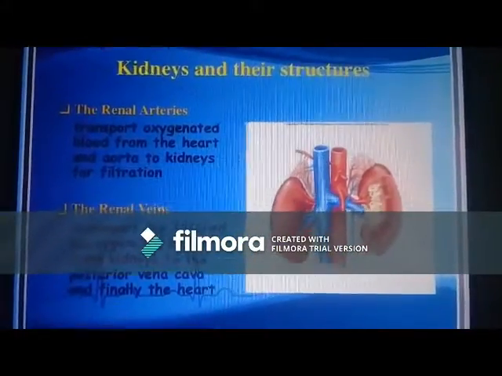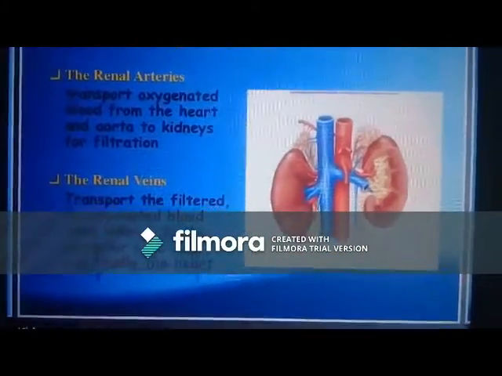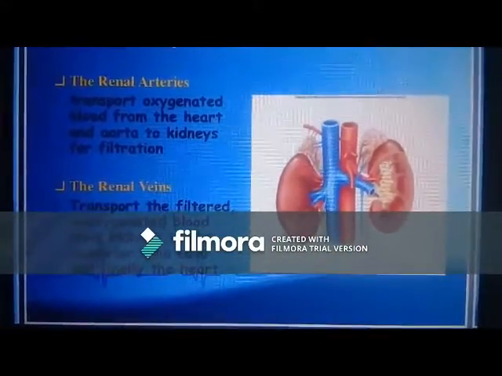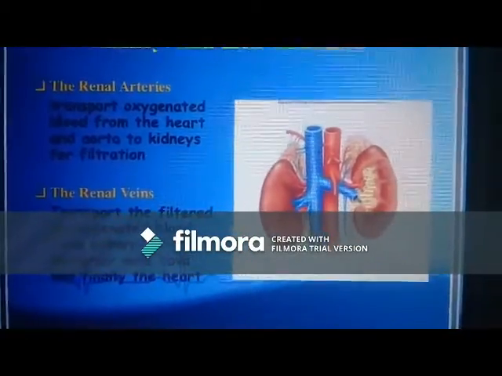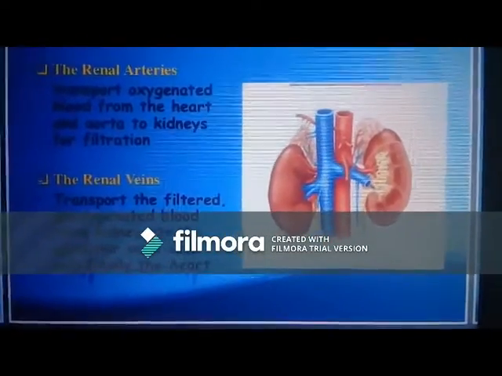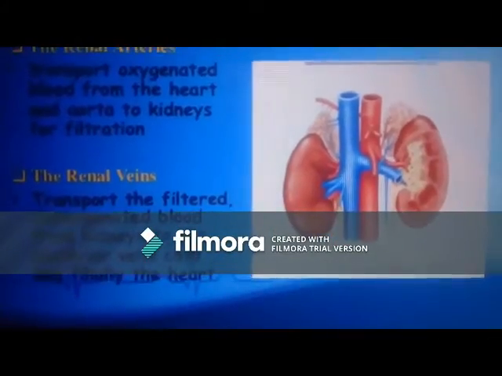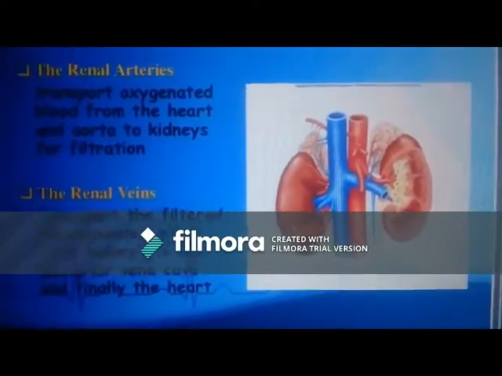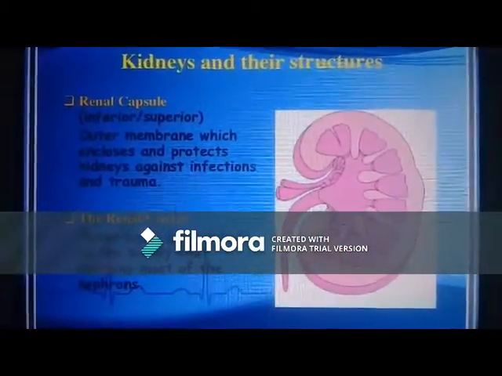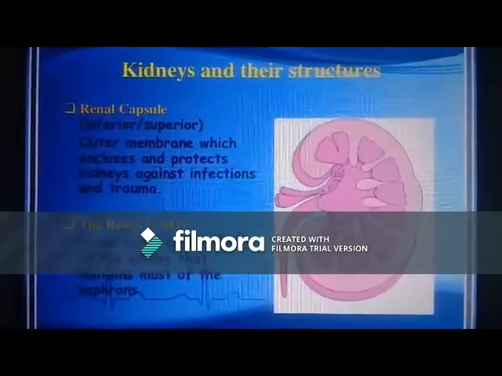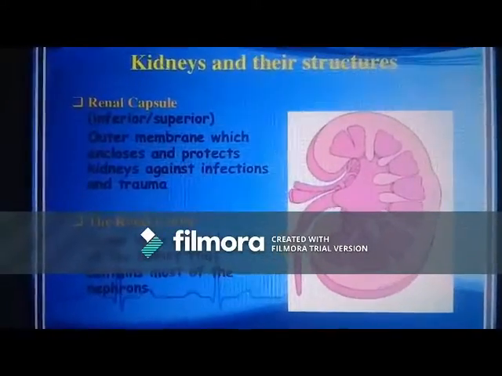Kidneys and their structures. The renal arteries. The function of the renal arteries is to transport oxygenated blood from the heart and the aorta to the kidneys for filtration. Next, the renal veins transport the filtered deoxygenated blood from the kidneys to the posterior vena cava and finally the heart. Renal capsule: the inferior, superior, outer membrane which encloses and protects the kidneys against infections and trauma.